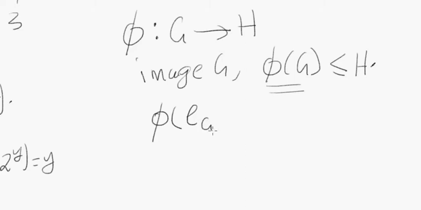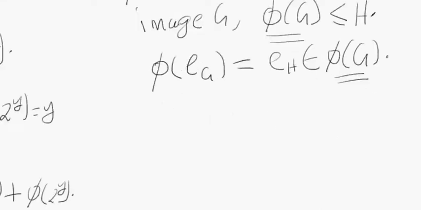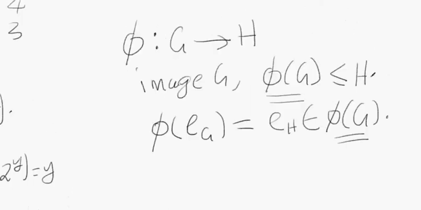If you get the identity of G, E sub G, and you apply phi to it, you end up getting the identity in H, which means that the identity in H is also an element of phi of G. It's in the image of phi. So that's a good sign if we're trying to show that something is a group. So phi of G has the identity.